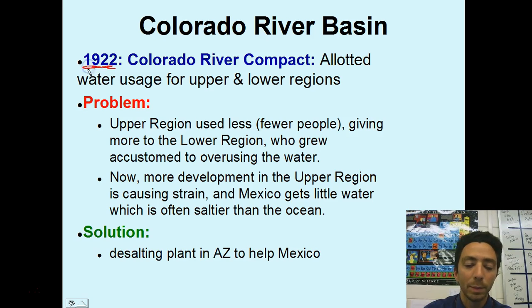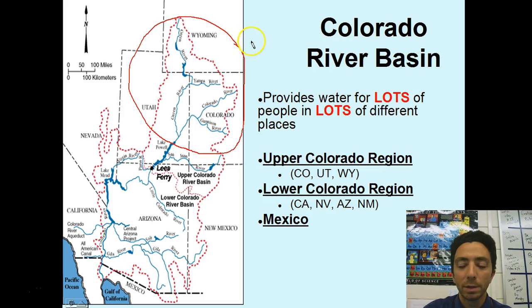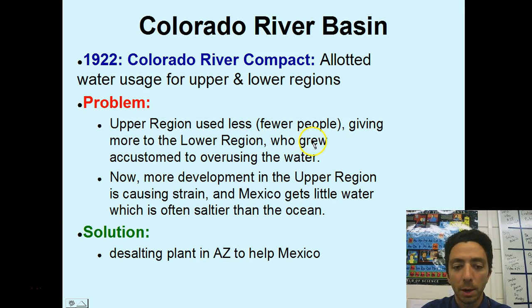The major issue here is that we divided it up in 1922, and that was great for the time being, but we had some problems in the upper region in Colorado, Utah, and Wyoming. In 1922, they had a very sparse population, not a lot of people there, and so their demand on the water was very small. And so when we allotted it, we gave a larger amount of the water to the south end, to the downstream people down in California and Arizona. And so it's kind of unequally shared.